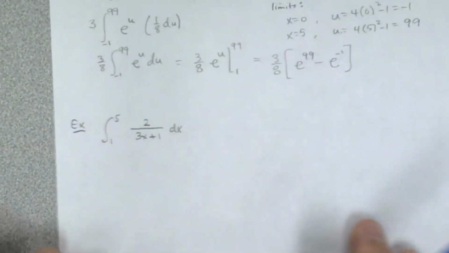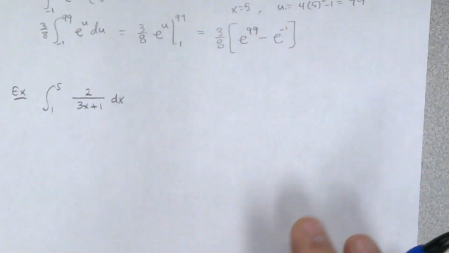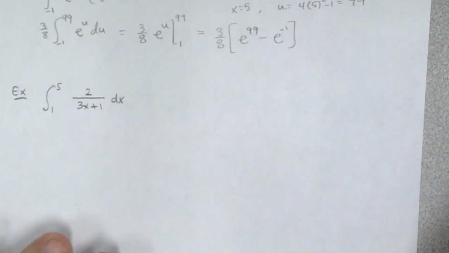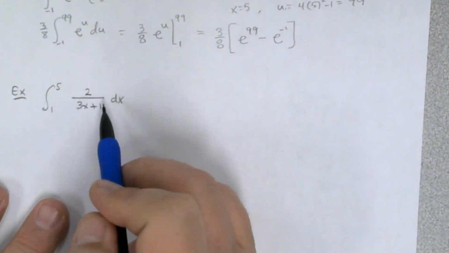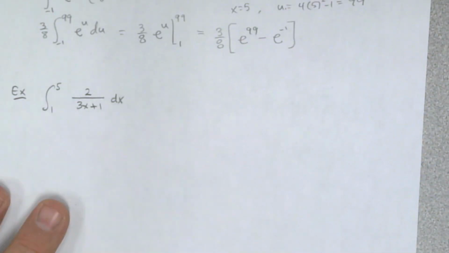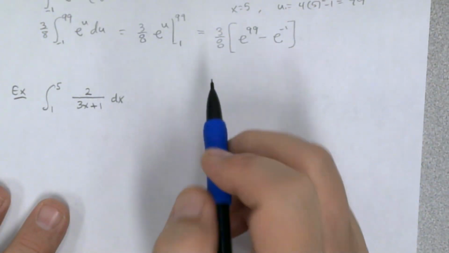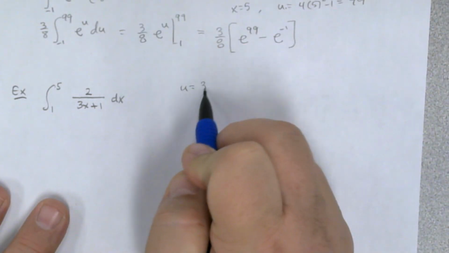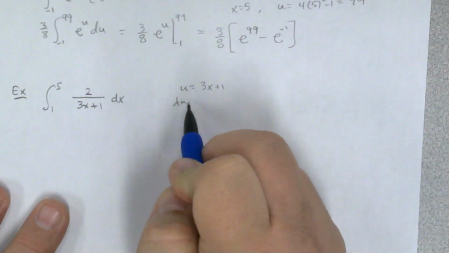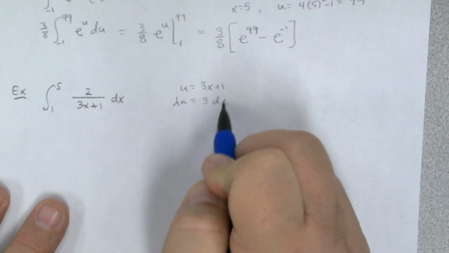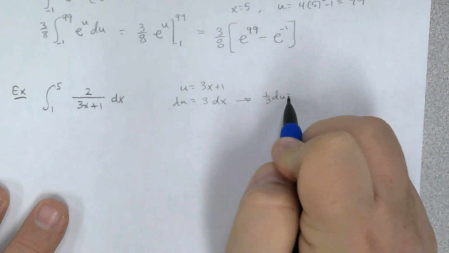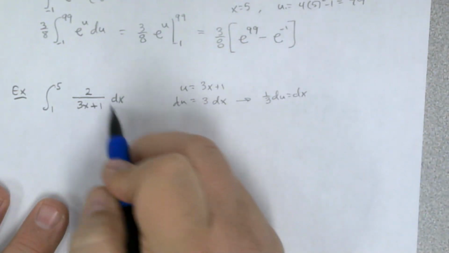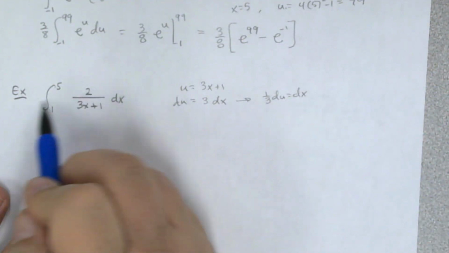Okay, let's do another. So now I have this one. All right. So usually when you have a rational function or a fraction like this, you usually want to choose the bottom to be your u. Not always, but that's where you want to start. So if that's 3x plus 1, then my du is going to be 3 dx. And I'm going to move this over to a 1/3 du is dx. I have a dx, we're good to go. This 2 is a constant that will come out in front.